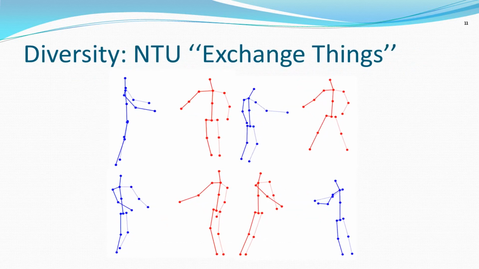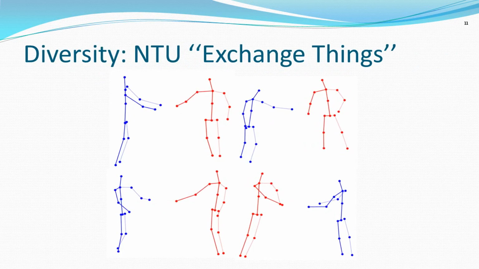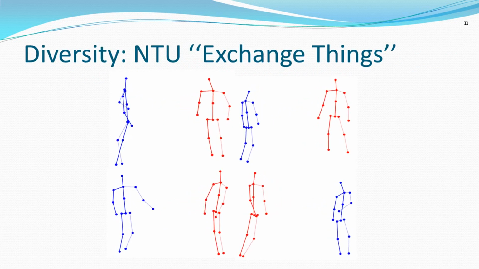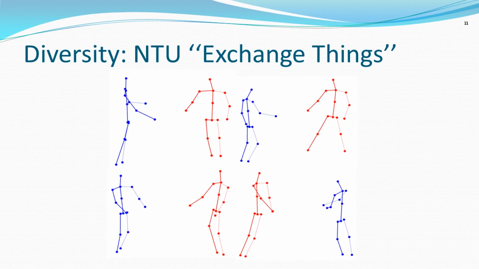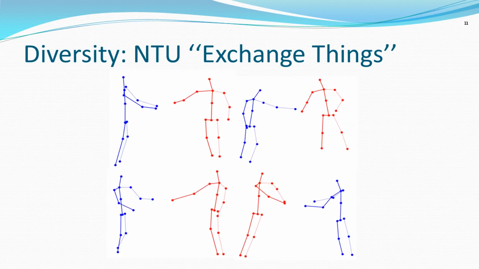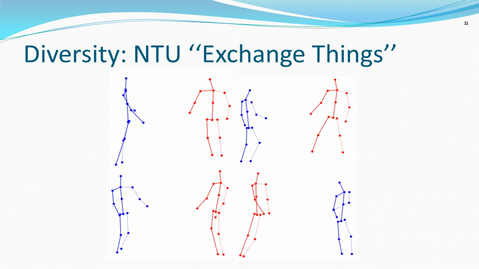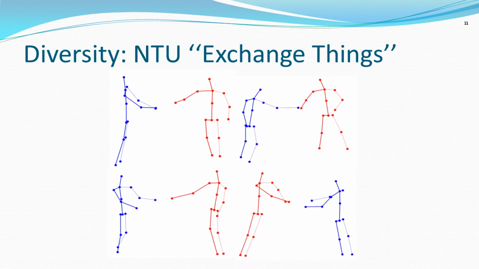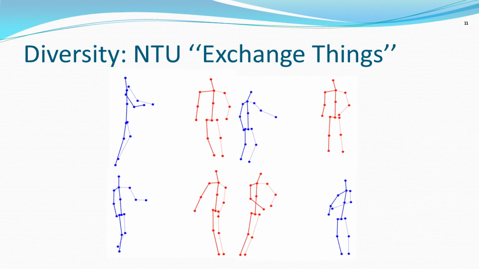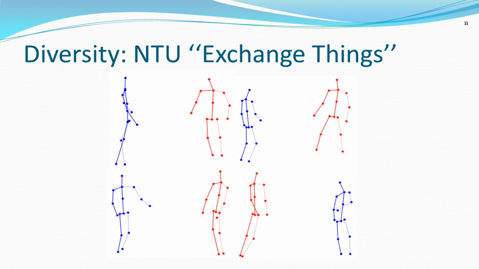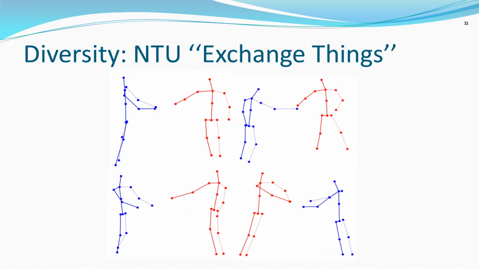We see here the ability of our model to generate high diversity samples. The example is from the NTU Things class, where we give one label to the network and generate several samples. And we see that they are very different from each other. That shows the ability of our network to generate high diversity.